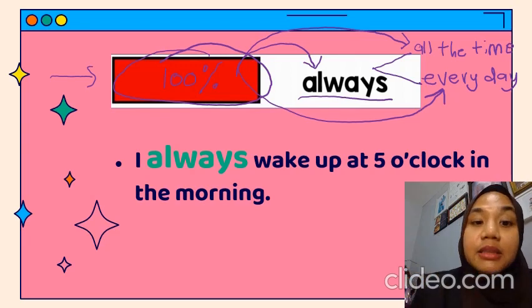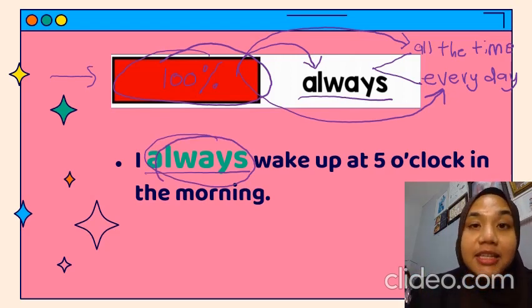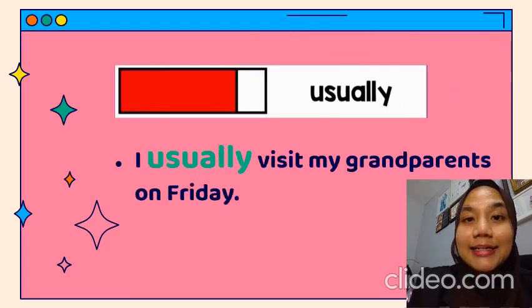For example, I always wake up at 5 o'clock in the morning. Based on this example, the word always here shows that every day I wake up at 5 o'clock in the morning. It happens all the time. It happens every day.